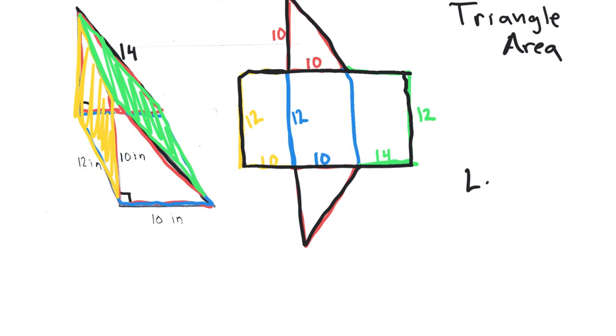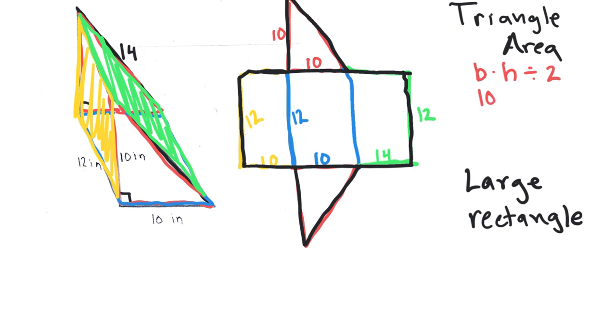And we need to find the area of the large rectangle. So let's start with the triangle. I actually think that might be the easier one here. So area of a triangle is base times height divided by 2. So we've got 10 times 10 divided by 2.